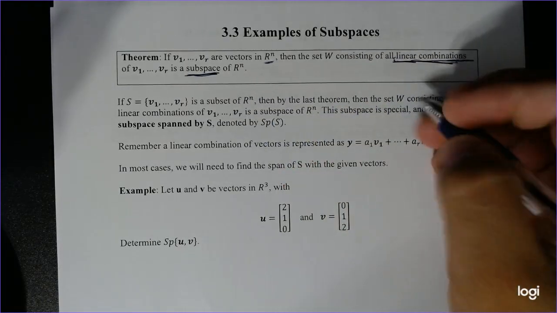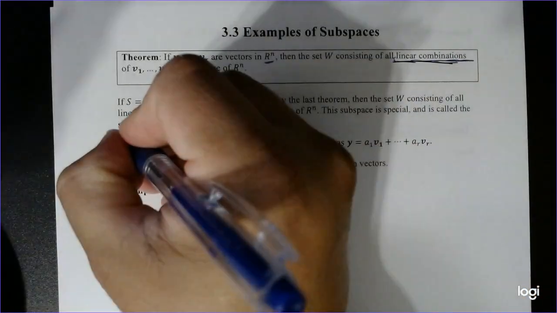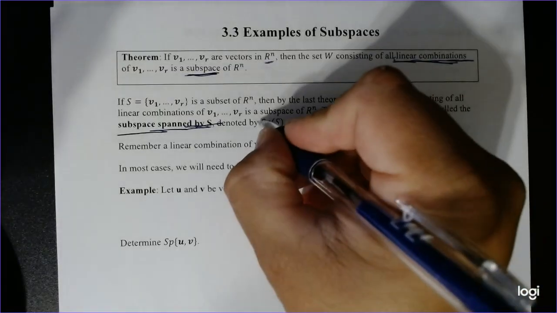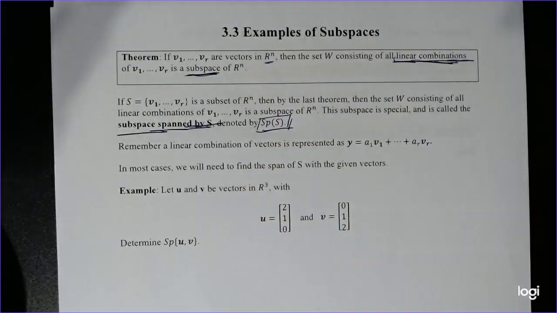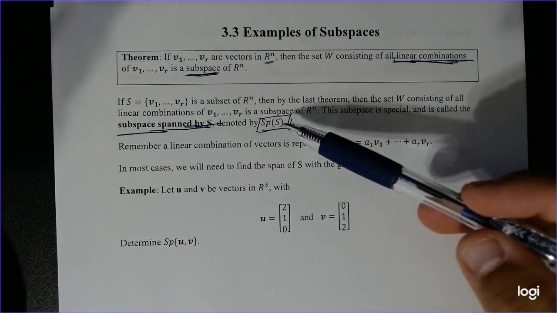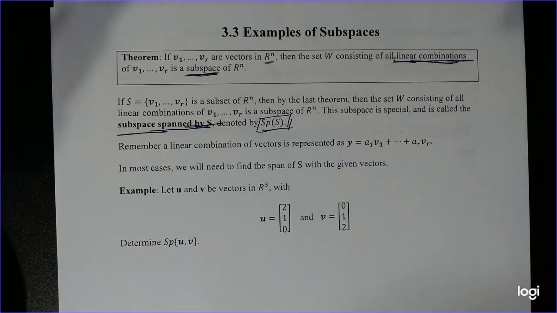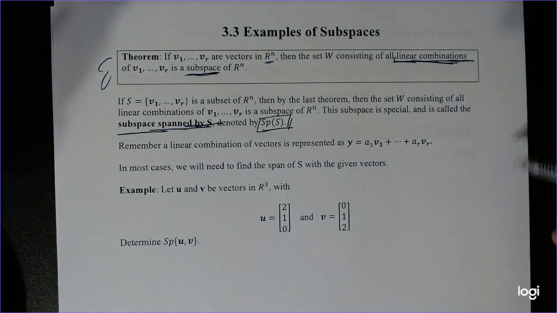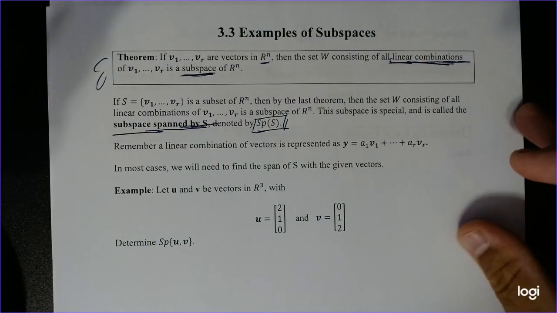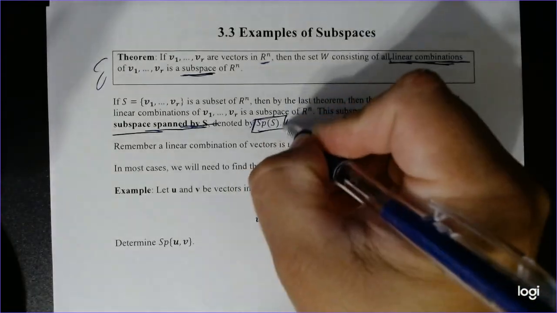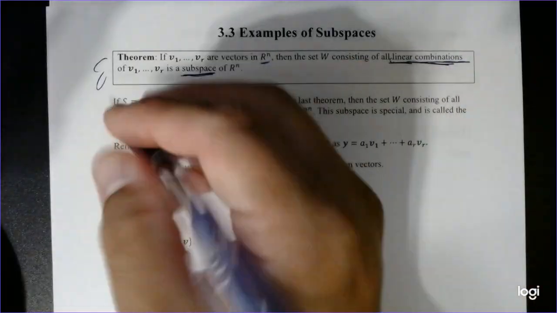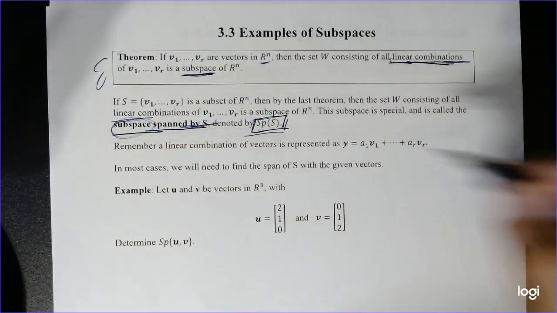The reason why this is so special is that this is called the subspace spanned by S, and it's denoted by span of S. That's why this is so important, because it has its very own special name. And a lot of these subspaces do have their own special names because they're very special in that way. So whenever you see span of S, that means it's all linear combinations of these vectors, which is automatically a subspace.